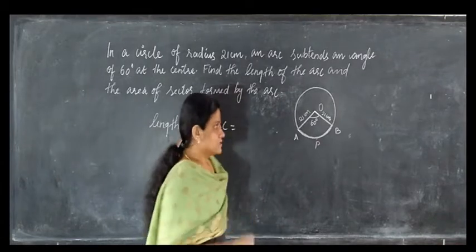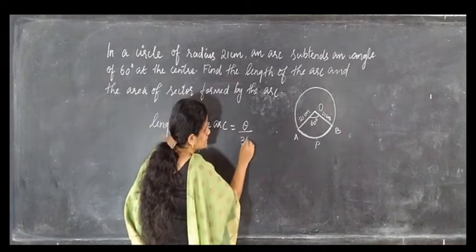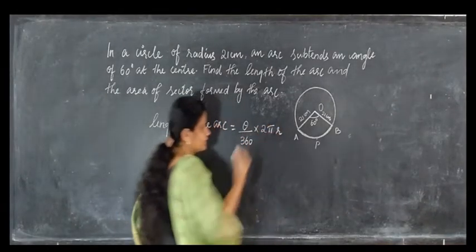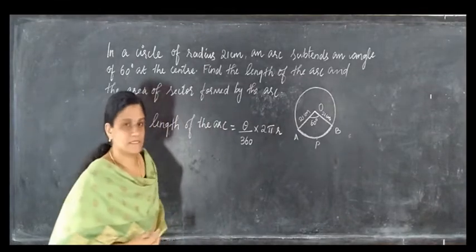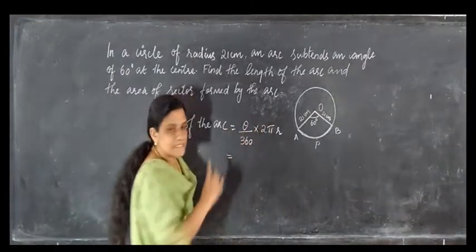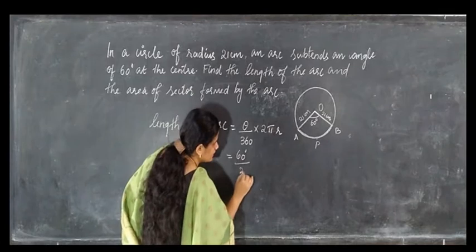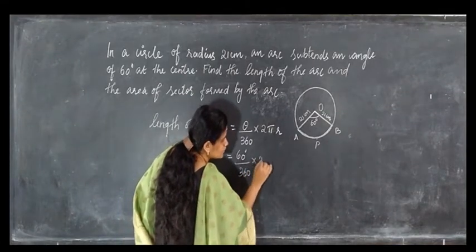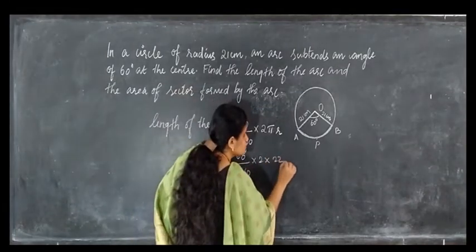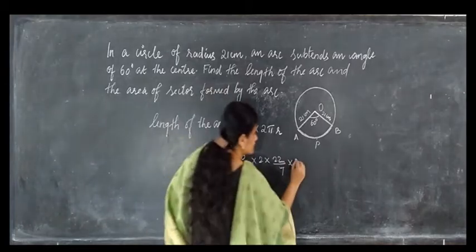So, what is the formula? Theta by 360 into 2 pi r. Is it clear? Now, here, what is theta? 60 degree. So, 60 degree by 360 into 2 into pi value. What is pi? 22 by 7 into radius. What is the radius?